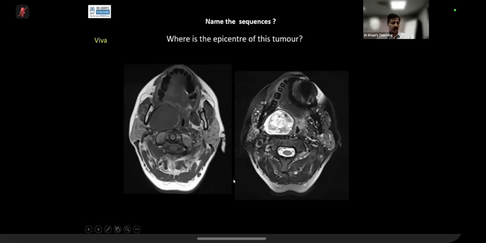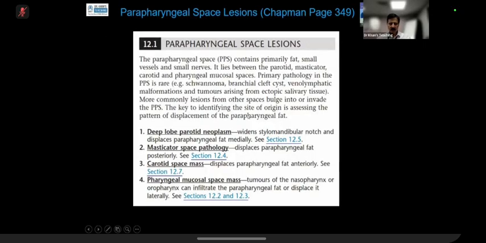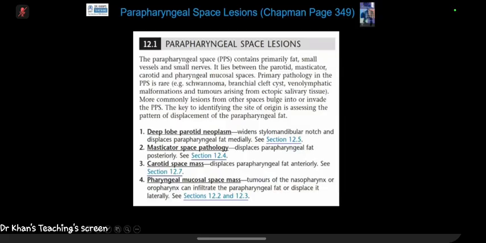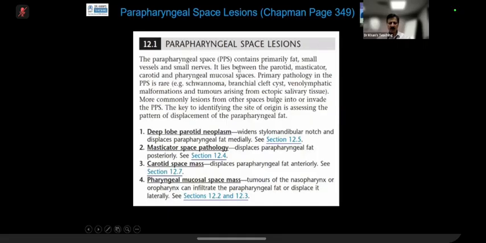So it did enhance. The patient hasn't got any infection or anything, clinically speaking. It was very well defined. It did show enhancement. So let's go back to Chapman. Now, if you see here, look at this 12.1 parapharyngeal space lesion. It tells you it contains primarily fat, right? Now, it lies between the parotid, masticator, carotid, and pharyngeal spaces. Primary pathology is rare, for example this, right? So most commonly, lesions from other spaces bulge into or invade this space.